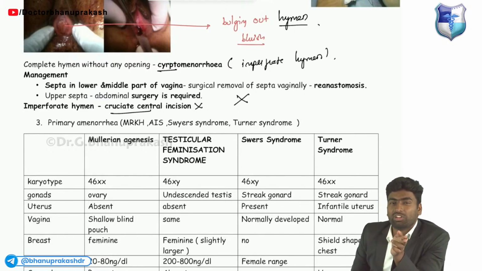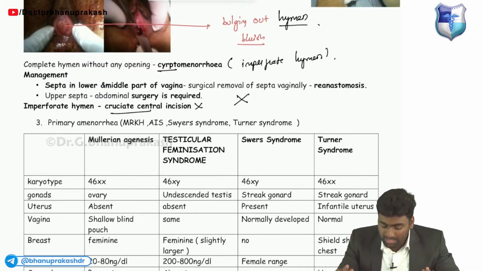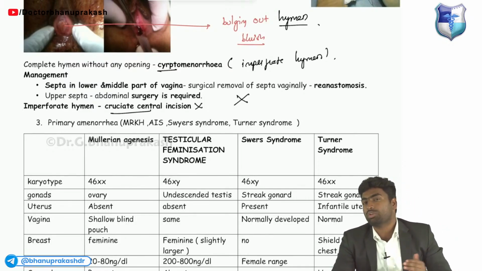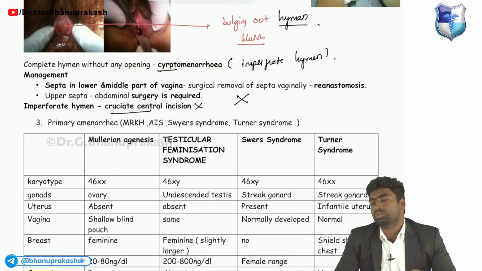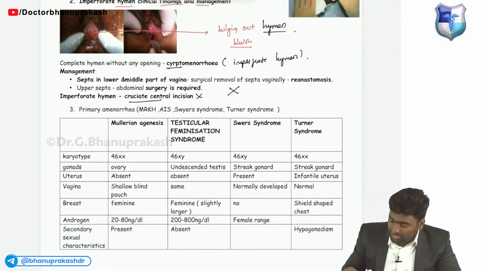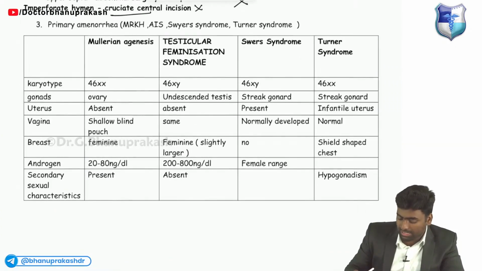And in the anterior wall, you will be able to see or feel the bulge. Okay, so you won't do this per vaginally because she is a child, right? You cannot do PV in her. So you do a per rectal examination. Fine. And then how will you differentiate this primary amenorrhea?